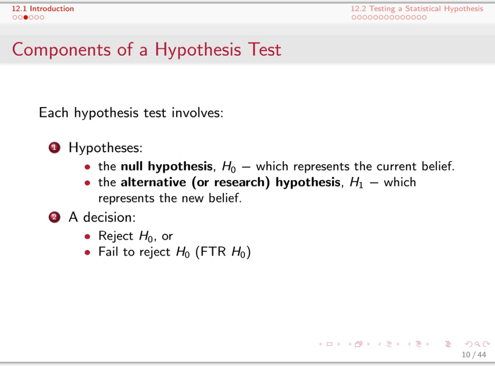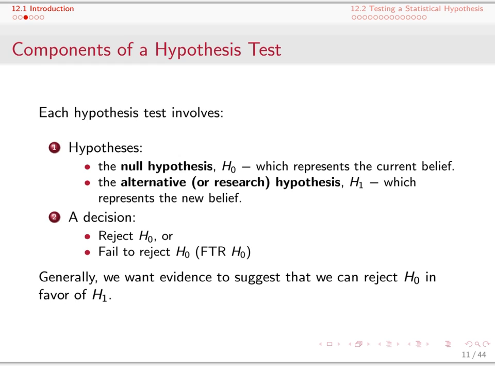And it's important to note that if we fail to reject the null hypothesis, we do not assume that this means that the null hypothesis will be accepted. It merely implies that there's insufficient evidence to warrant the rejection of the null hypothesis. However, generally, we want evidence to suggest that we can reject the null hypothesis in favor of the alternative hypothesis.